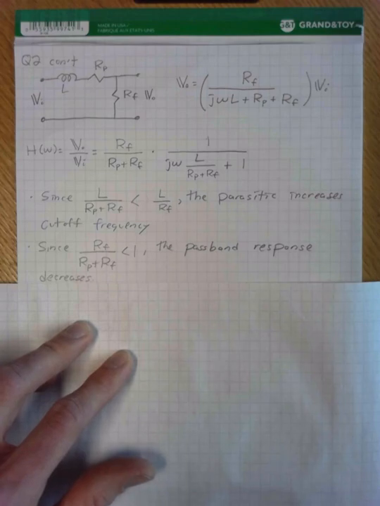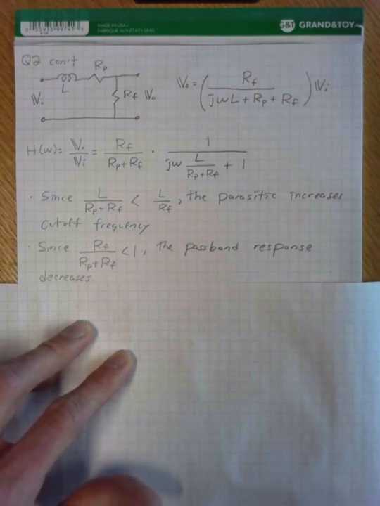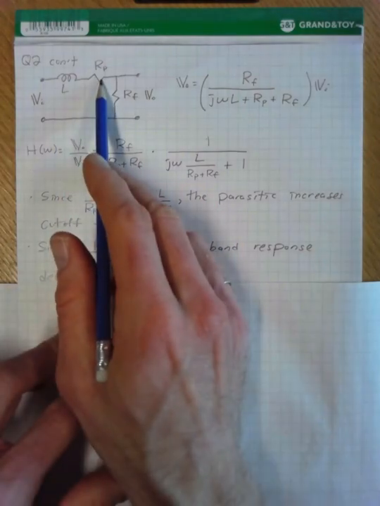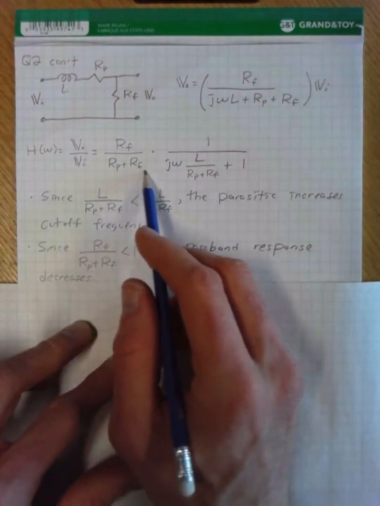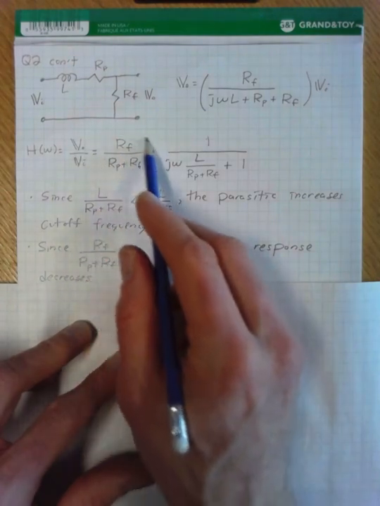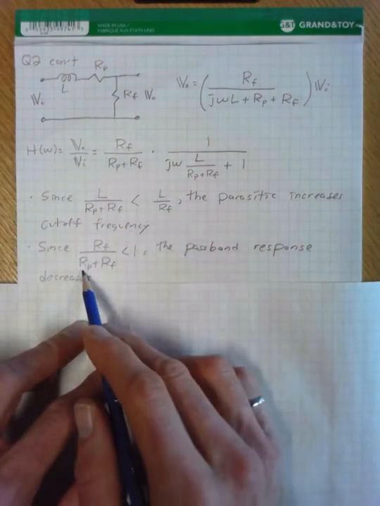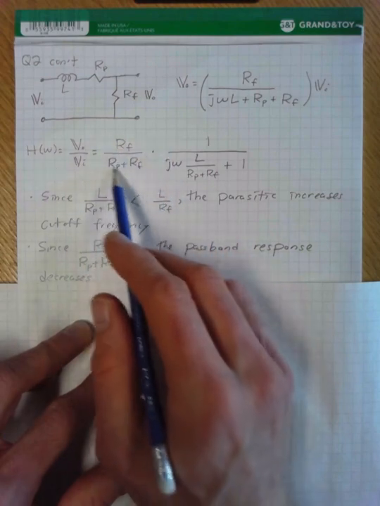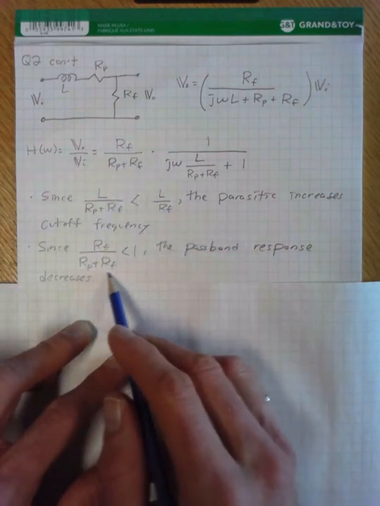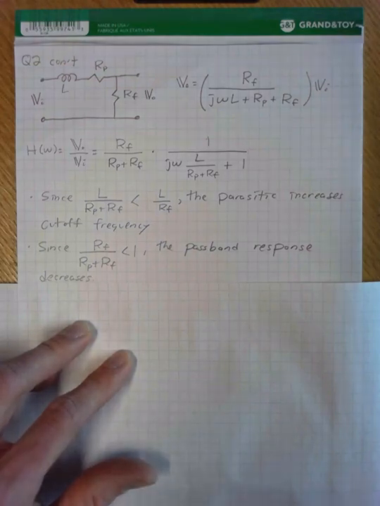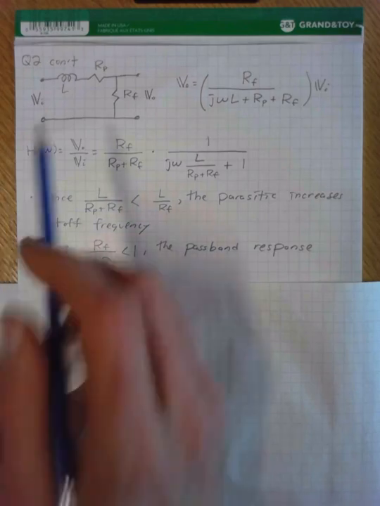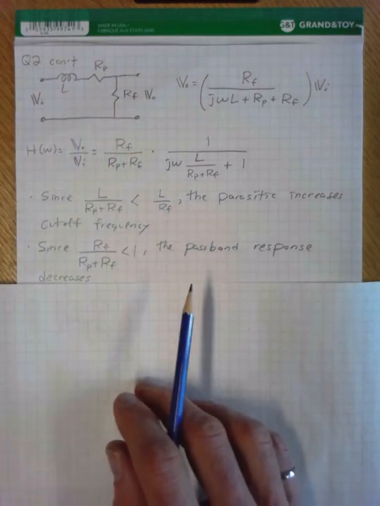Again, the gain of our low-pass filter without this winding resistance is equal to 1. Because we now have this term out front when the winding resistance is present, and because this term is always less than 1, the passband gain will decrease as a result of having this winding resistance in series.